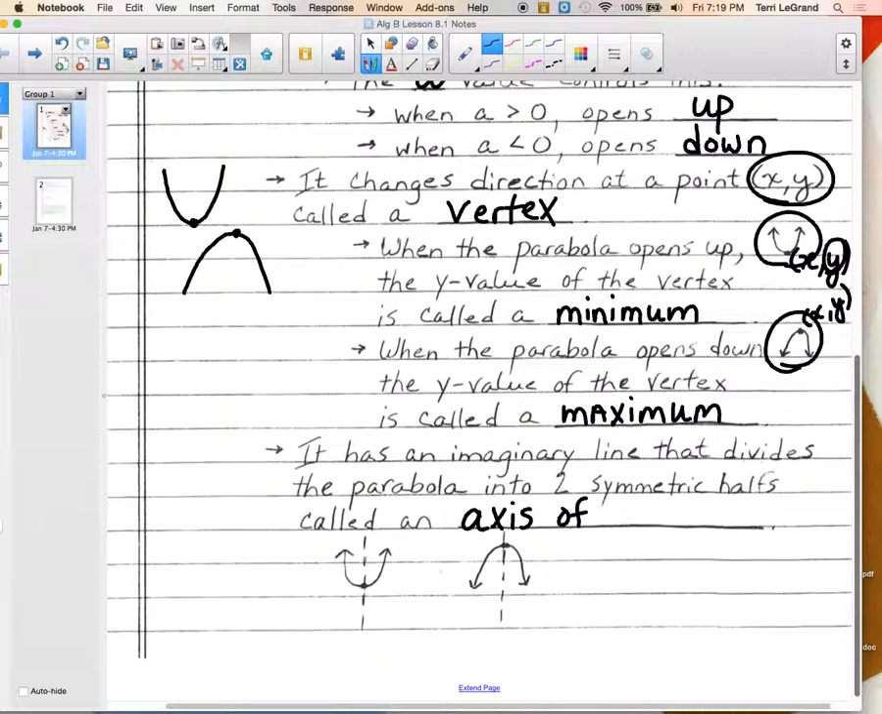So this imaginary line, it's not really drawn there, but we could draw it. It would divide that parabola into two identical halves. One could fold right over on top of the other. And that imaginary line is typically drawn as a dotted line, as you see in my diagrams there.